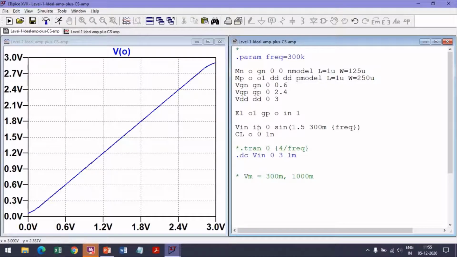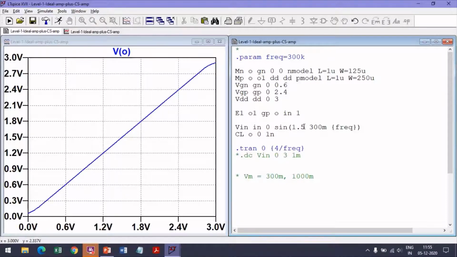Now let us apply a sinusoidal signal to this. So we'll do a transient analysis and comment out the DC. And let us start by, so I'm applying a sinusoidal signal with a DC offset of 1.5.